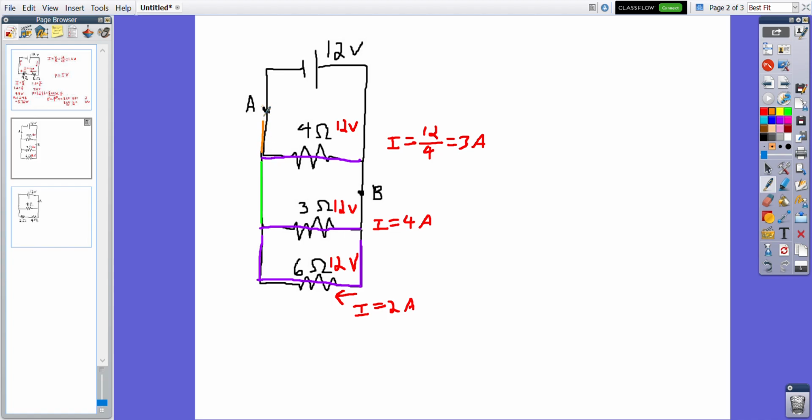So if you remember, the current in the main trunk is going to be the addition of all the branches below it. Okay, so the current in A is just going to be 3 amps plus 4 amps plus 2 amps. So this is going to be 3 plus 4 plus 2 is the current here. Let me write that. I equals 3 plus 4 plus 2. So it's going to equal 9 amps right here.